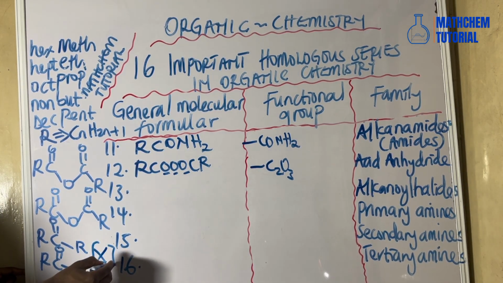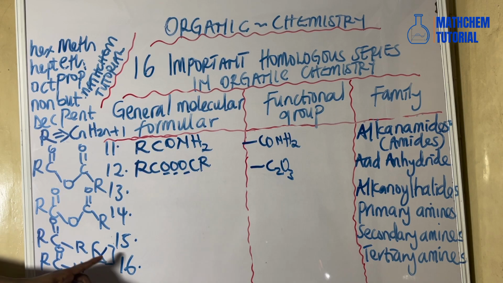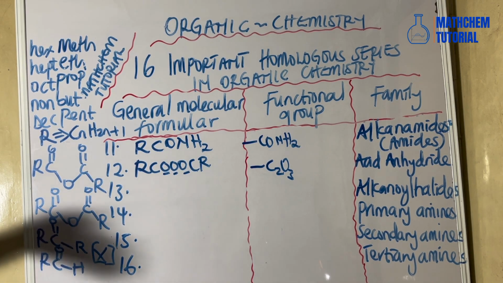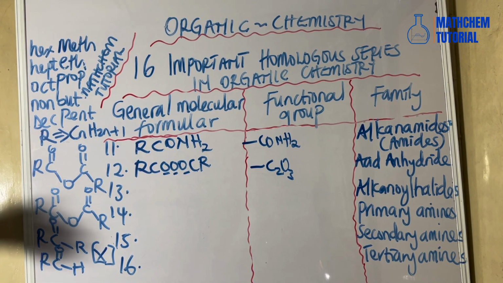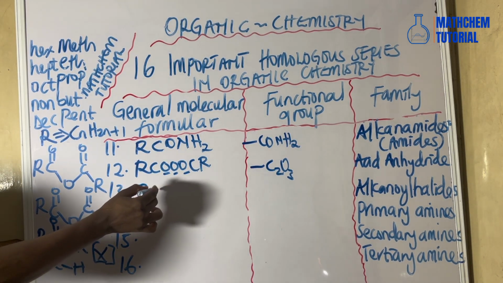They will be replaced with X. And that X is halogen. And the halogen is fluorine, chlorine, bromine, iodine, and so on. So if this R is replaced with X, then this becomes alkanol halide. Or probably if this H is replaced with X, it is also called alkanol halide, also known as carbonyl halide. So now, what's going to be the general molecular formula for that? That is going to be RCOX.